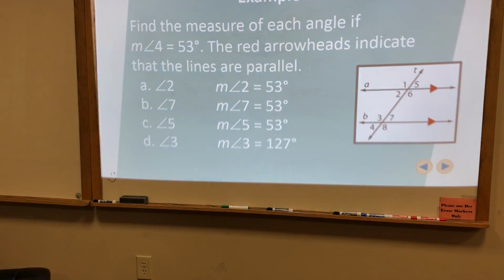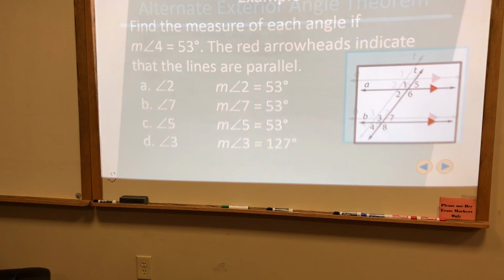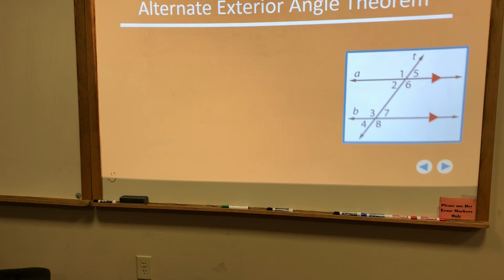All right, now we're going to move on to a new one. Alternate exterior. So let's think about this for a second, and while you're thinking about it, give me an alternate exterior angle, Brenton. Brenton, yes, good job. 1 and 8, that is correct. And 5 and 4. So, because they're alternate exterior, what can we see? What do we know? Well, watch.